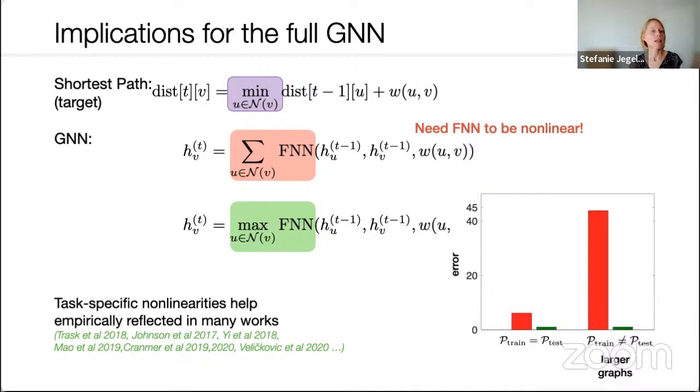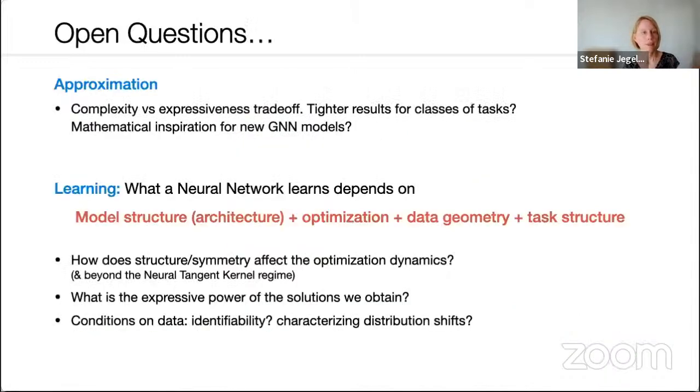Now, if we would replace the sum by a maximum pooling, which actually people have found in practice works better, then we no longer run into this problem, because even if this FNN is a linear function, we can implement shortest path. So this means even the nonlinearities, the way we do the pooling and we define the nonlinearities, matters for the behavior out of distribution, even more than within. So whether I use ReLU or sigmoid, what I actually use here for the pooling.